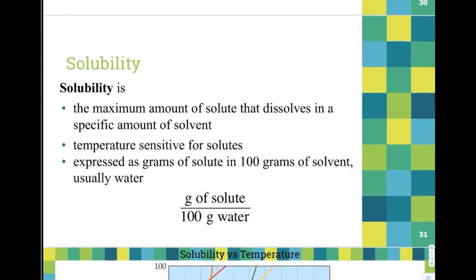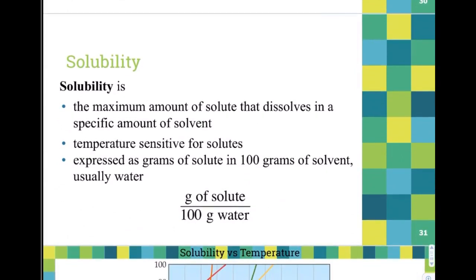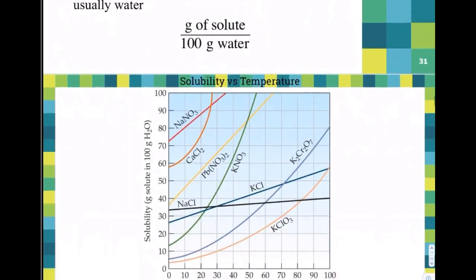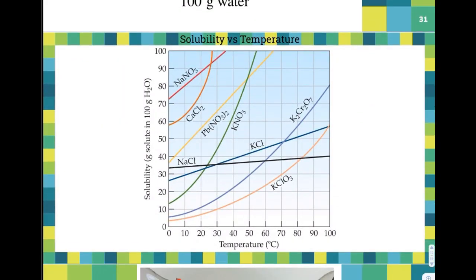So solubility is a conversion factor, really. It's how much solute can be in that amount of solvent. It's temperature sensitive, so it depends on the temperature. You can get more or less solute to dissolve. So here's a graph that's showing you this. As we look at this graph, we can see that as you increase the temperature, the solubility, how many grams you can fit in 100 grams of water, increases drastically for most substances.